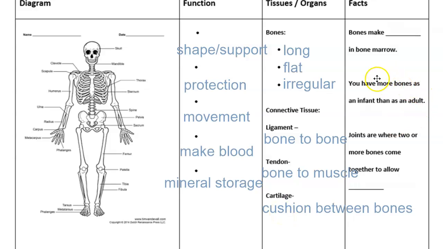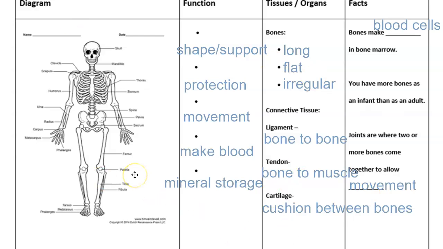Now for our fun facts. You have more bones as an infant than you do as an adult. Bones make, that's right, blood cells in the bone marrow. And joints are where two or more bones come together to allow movement.